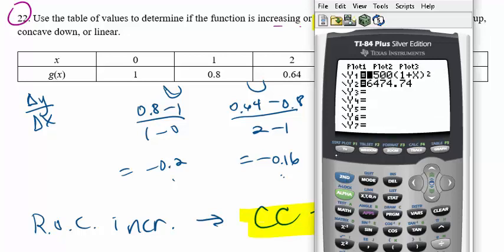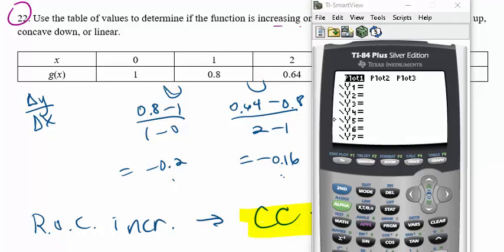I'm going to turn my scatter plot on, and the fastest way to do that is under y equals. Just go up to the top where plot 1 is located and hit enter. You should see that it's highlighted. And then just hit zoom 9 for zoom stat.